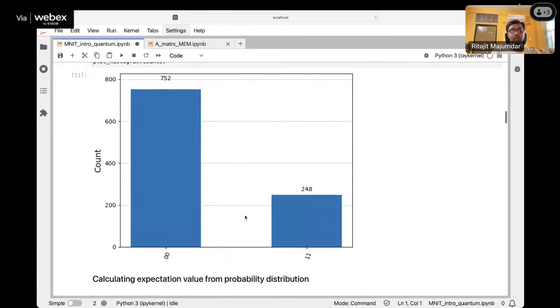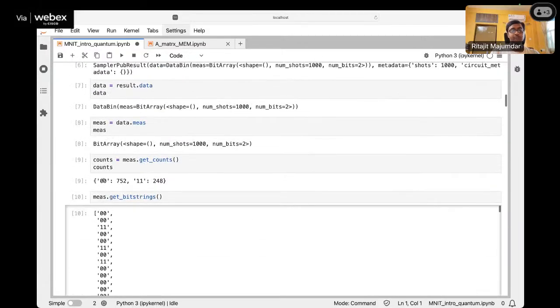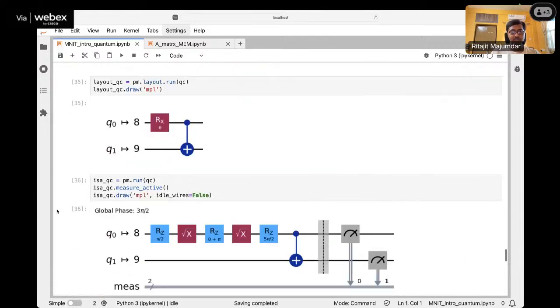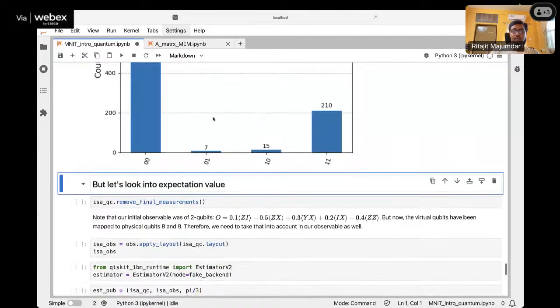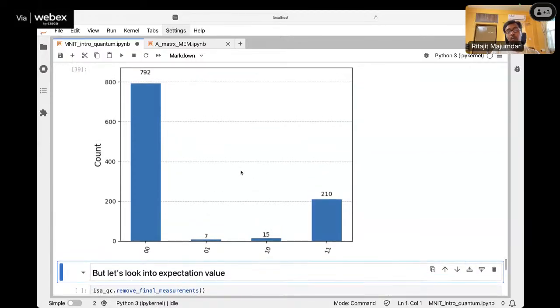My original count, this is my original count. It should have been only 0, 0 and 1, 1. This was an entangled state. But because there is noise, you see I am also getting some 0, 1 and 1, 0. Entanglement is lost. So let's look into this. This is what noise does.